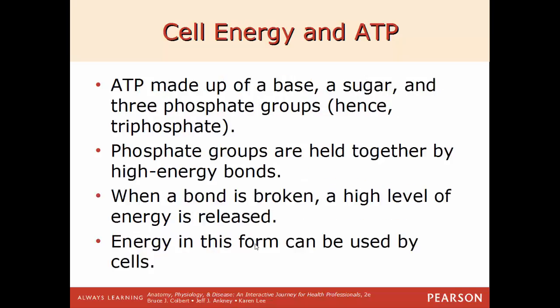Now ATP is made up of a base, a sugar, and 3 phosphate groups. That's why it's called a triphosphate. The phosphate groups are held together by very high energy bonds, and when those bonds are broken, you get a very large release of energy. That's how cells get their energy from this compound, by breaking those bonds.